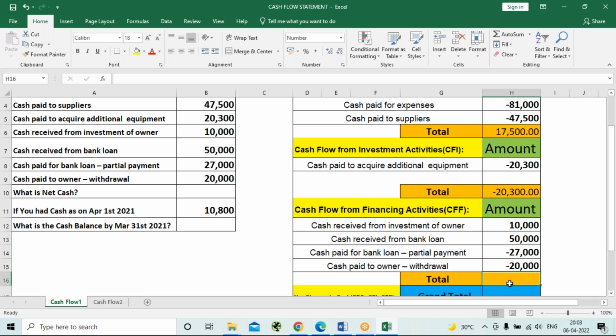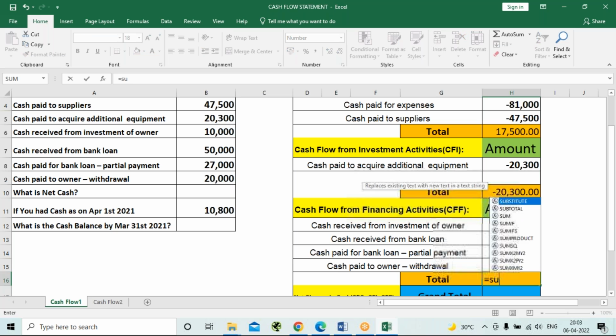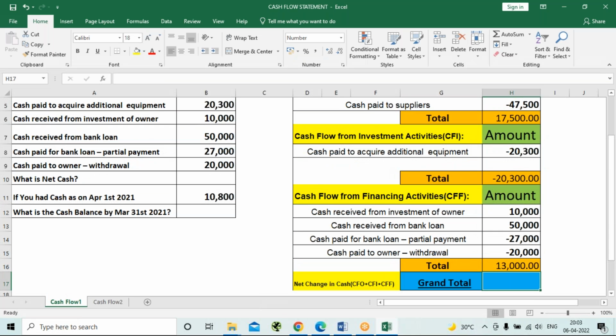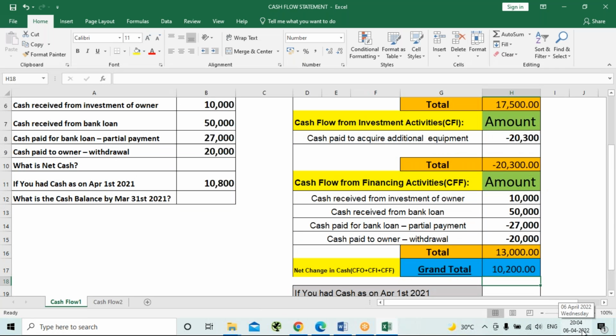The total of financing activities equals the sum of all these values. So it is 13,000 positive. The grand total is the net change in cash flow. It should be the total of all these three activities: the operating activities value plus investment activities value plus financing activities value. So this brings 10,200 rupees as your current cash flow.